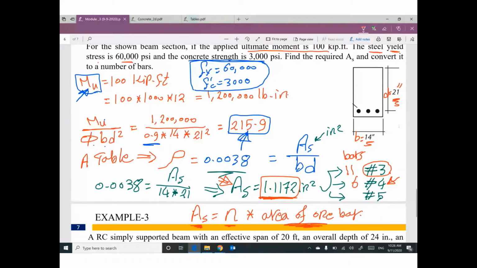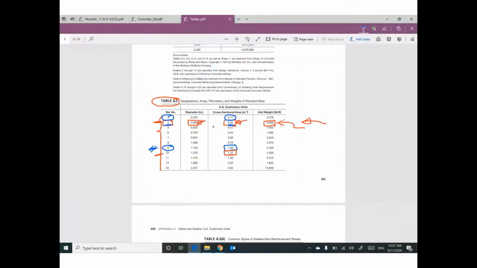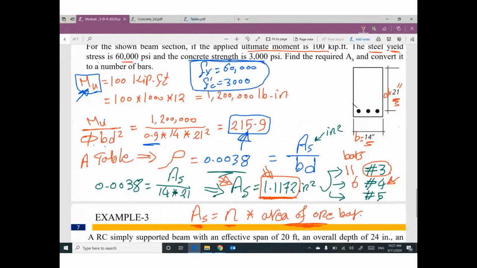If you would like to go to a smaller number of bars, it's okay. We still maintain the required area steel, don't worry. But we are talking about construction. Do you prefer 11 bars or 6 bars or lower? Based on construction, speed, ease of construction, all of this stuff. Okay, let's try number 5. What is the area of number 5? 0.31. So I will divide 1.1172 by 0.31. I will use 4 bars. I think, in my opinion, this one will be better.